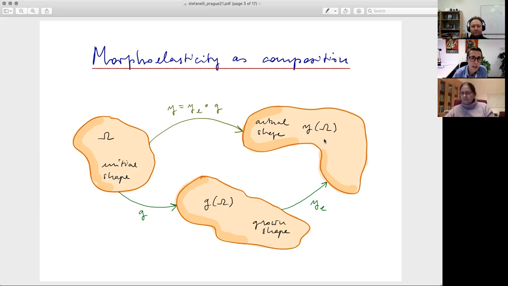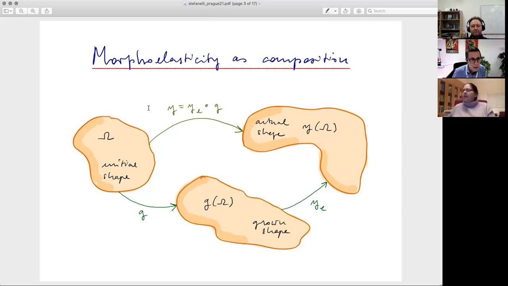So now I'm imagining that the final deformation of the carrot, this y here, is actually the composition of two other deformations. The first one, little g, is the one that describes the growth. And the second one, y of e, is the elastic deformation on the grown shape. Okay, so we see the full deformation of the carrot as the composition of two maps, growth and then elastic deformation.